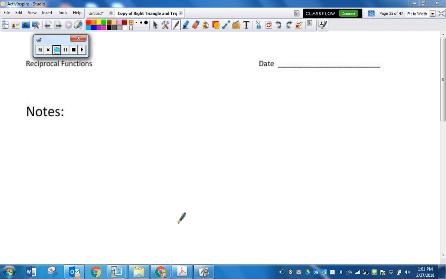Okay, so today we are talking about what a reciprocal function is, and you should have your notes out. Take your notes. First we have to go over a few definitions.